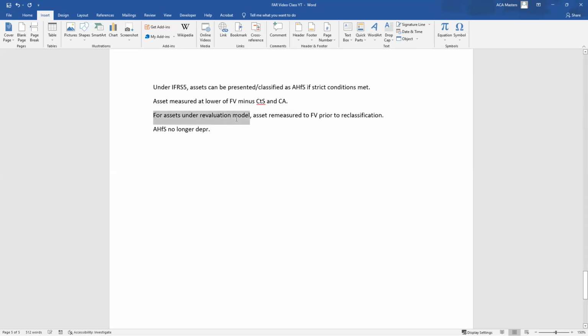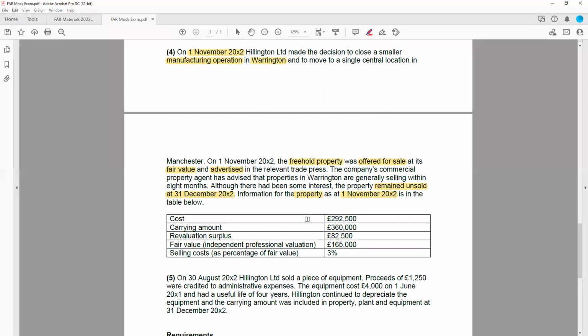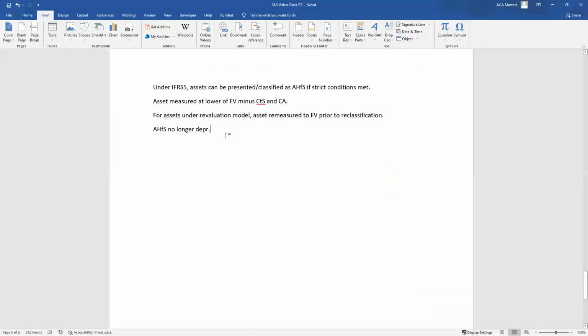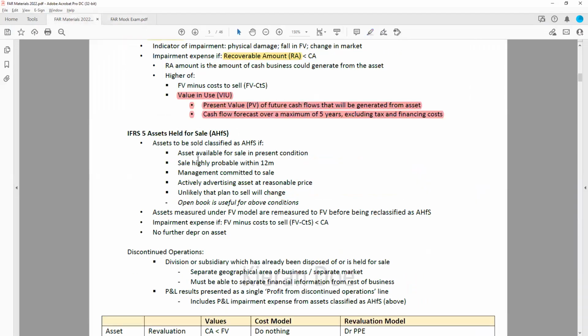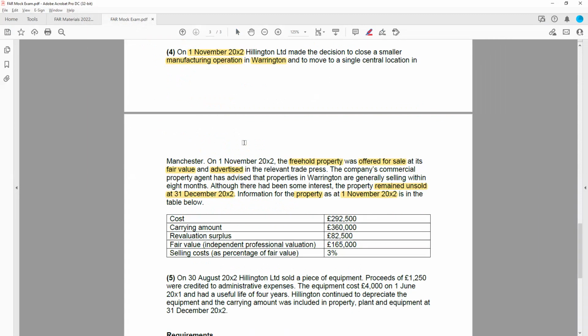So for assets under the revaluation model, the assets are remeasured prior to classification. So that's relevant here. If this was an asset and they told you it's under the cost model, I wouldn't mention that point. There'd be no need to mention that point. And the asset held for sale is no longer depreciated. So now we can apply it to the scenario and we can think, do they meet these conditions? That's why it might be useful to have the conditions.